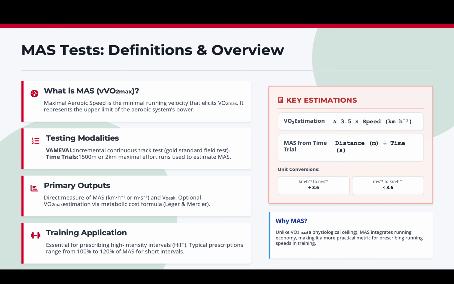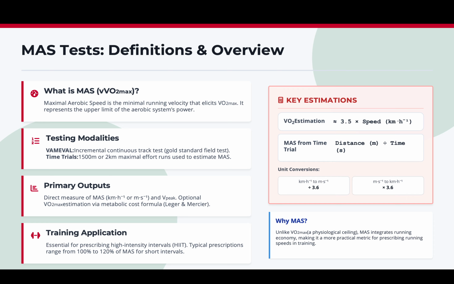Maximal aerobic speed is the minimal running velocity that elicits VO2 max. It represents the upper limit of the aerobic system's power. The testing modalities are variable. The incremental continuous track test is the gold standard field test. The time trials are the 1500-meter or 2-kilometer maximal effort runs used to estimate maximal aerobic speed.